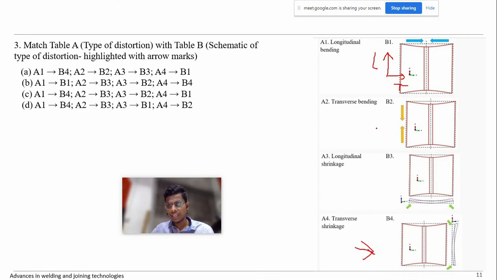Suppose longitudinal bending means the bending should happen in this direction. Since this is the longitudinal direction, if I look from the side view, I am seeing it in the longitudinal direction. There will be bending. So A1 B4 is the answer. Then transverse bending. If I look from this direction, I can see the transverse direction. So there will be a bending here. So A2 B3. Then longitudinal shrinkage is obviously this, shrinkage in the longitudinal direction, A3 B2, and A4 B1 transverse shrinkage, in the direction of this. So 3C is the option.